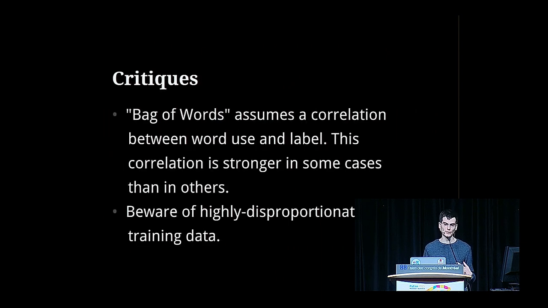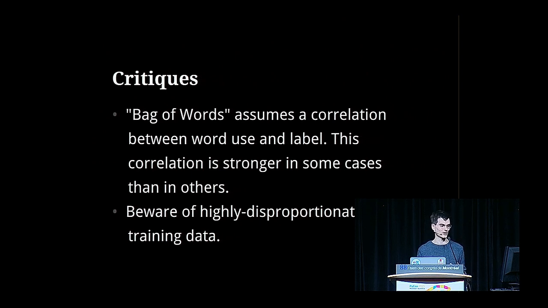So some critiques of bag of words is that in order for bag of words to work, you really need a correlation between word use and the label. And this correlation is going to be stronger in some cases than others. It was there, but not that strong in genre. But if you think about authorship, say we were going to write a classifier to determine if a piece of text came from a Shakespeare play or the iTunes terms of service, that's probably going to be a pretty good classifier because they use a very different set of language.